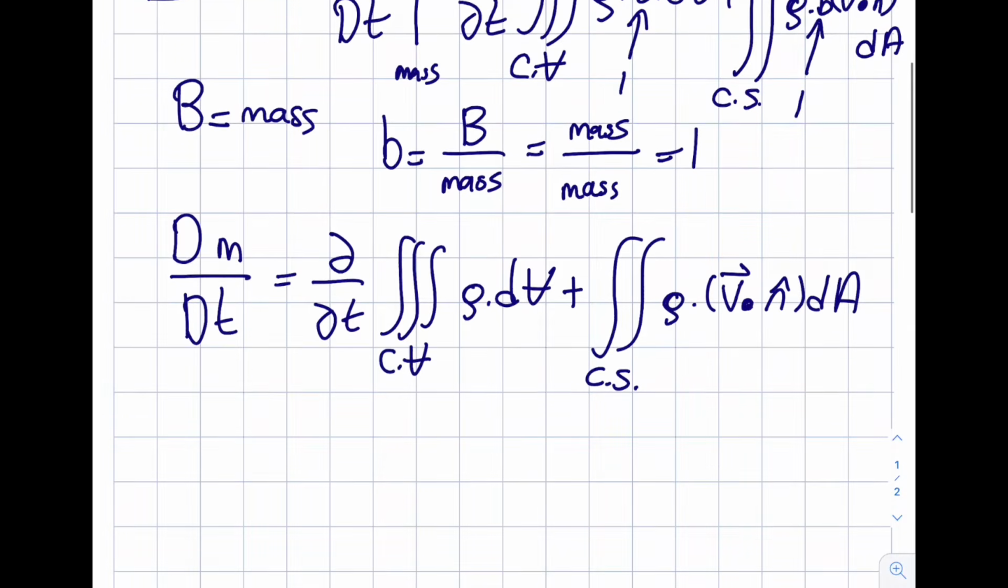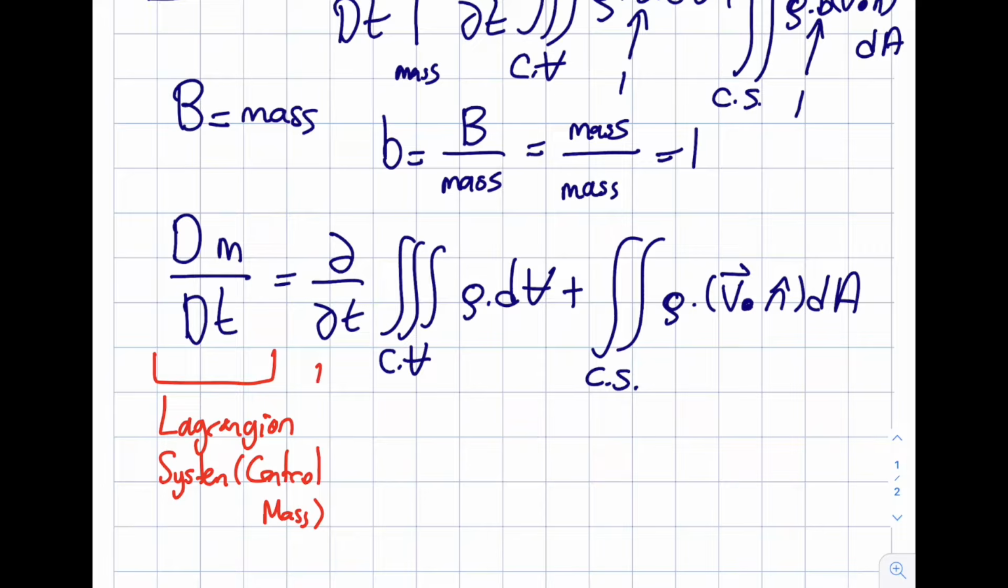Now I have to rethink one last step before I finalize this equation and box it up. Remember that this was for Lagrangian, and this is the material derivative, capital D. And if you think about it, this is for the system or control mass. The right hand side was for the Eulerian reference frame, and this was for the control volume. As you can clearly see, the control volume is here, and this is the boundary of the control volume. So now let's reassess the left hand side. This is a control mass.